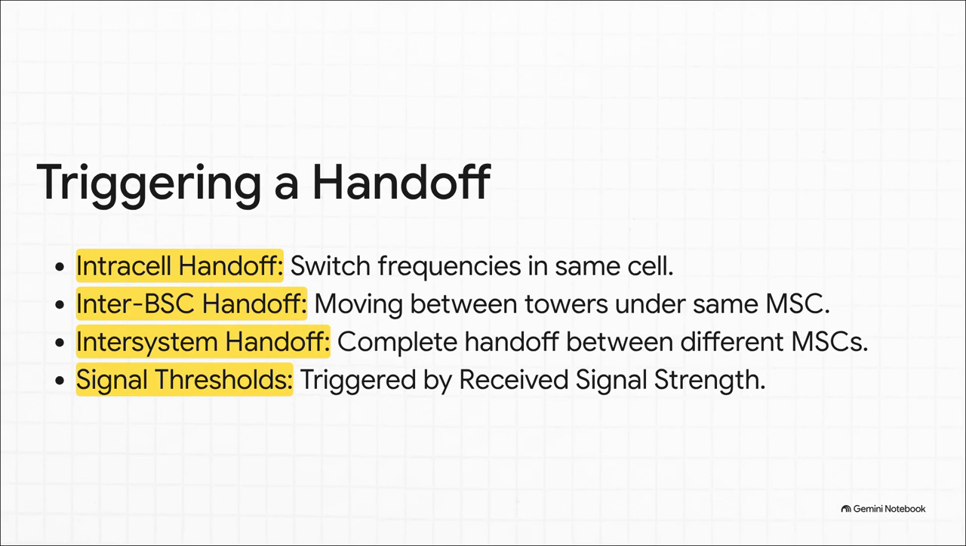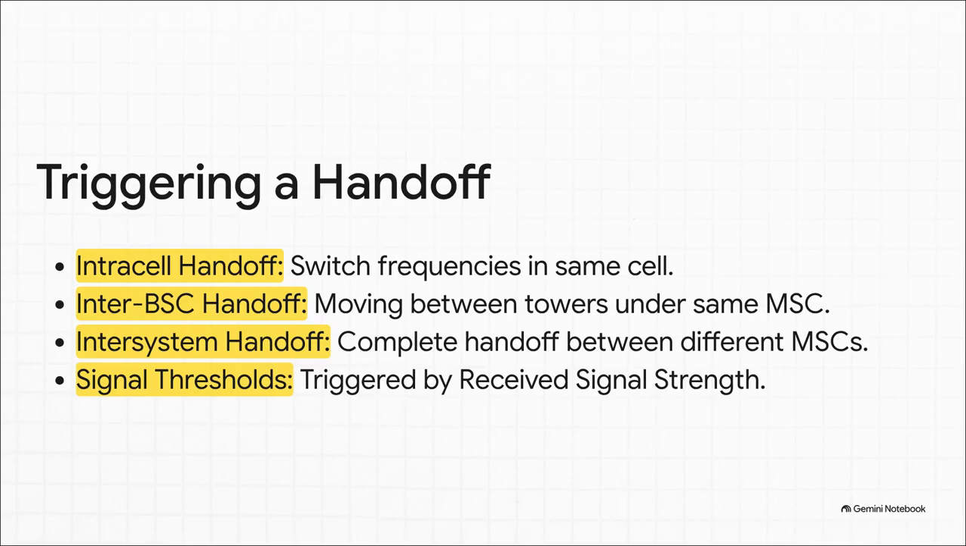To maintain a static phone call in the highly dynamic world of mobility management, your connection obviously can't be glued to just one tower. As you drive, your phone is constantly measuring the received signal strength, or RSS, of the tower it's connected to, as well as the towers coming up on the horizon. When your current signal drops below a specific threshold, it triggers a handoff.